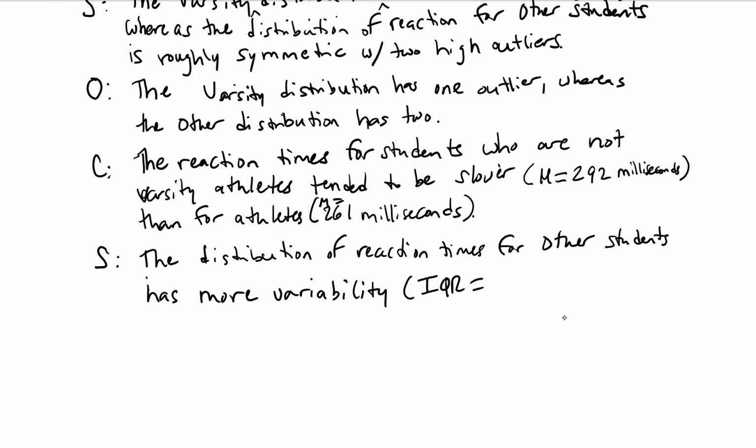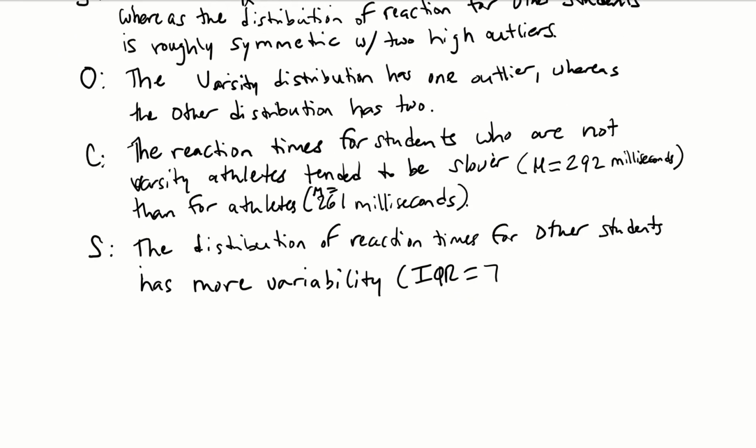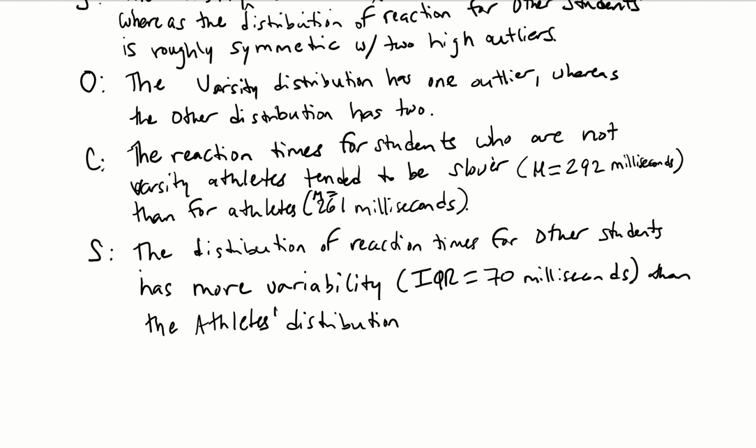Interquartile range equals, what was it? We said it was 70. Yeah, so 70 milliseconds has more variability than the athletes' distribution, whose IQR was 64 milliseconds.